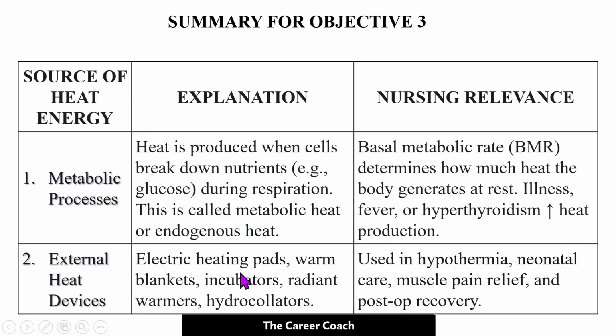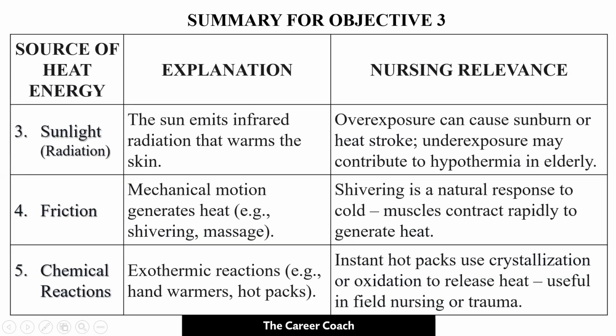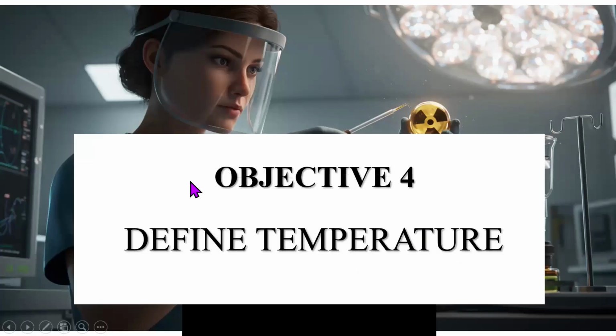External heat devices: electric heating pads, warm blankets, incubators, radiant warmers, and hydrocollators. Used in hypothermia, neonate care, muscle pain relief, and of course post-op recovery. We've looked at this before. Let's go to objective number 4.